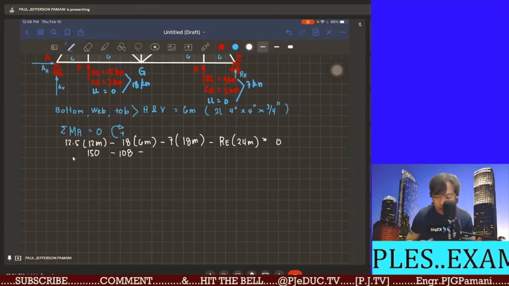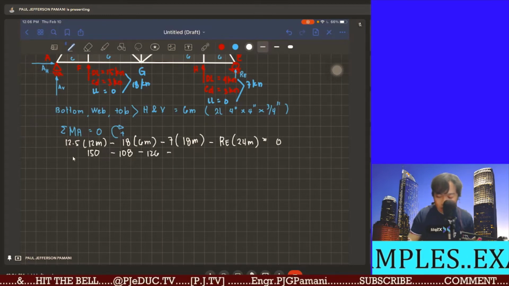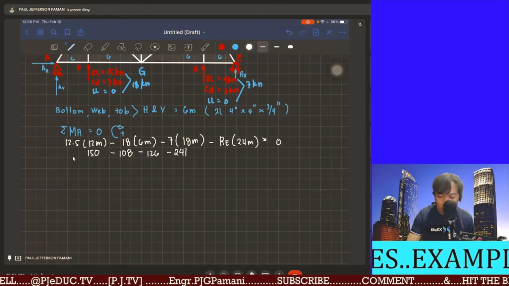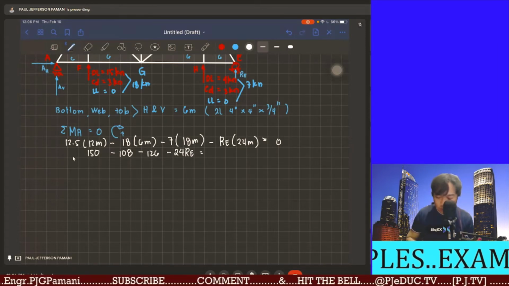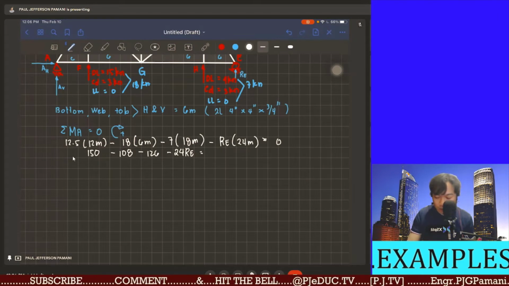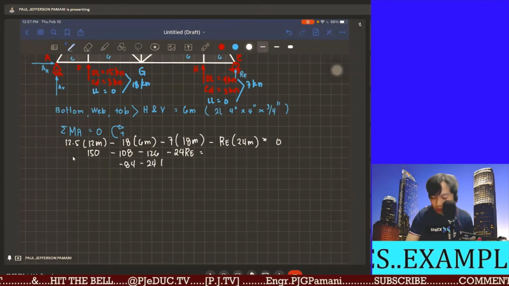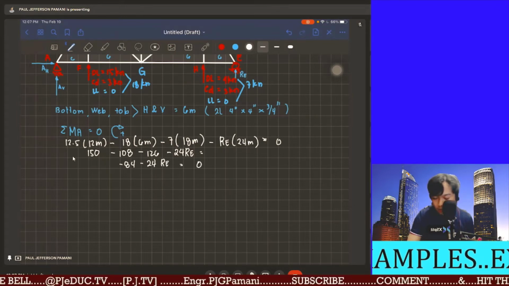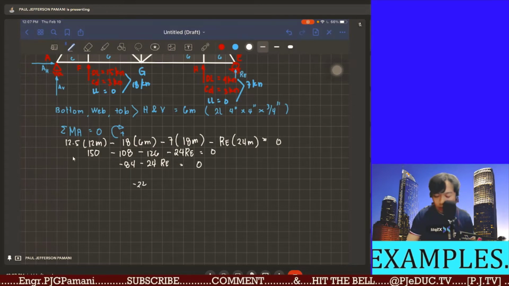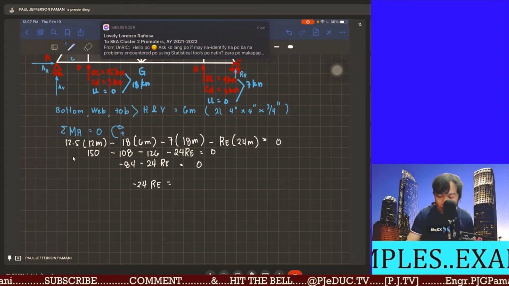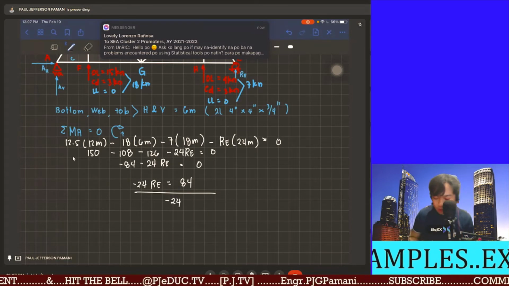7 times 18, 126. Then 24 RE. Simplify. 150 minus 108 minus 126. That is negative 84 of negative 24 RE, equal to 0. Transpose 84 to the other side of the equation. You have 24 RE equal to 84. Divide both sides with negative 24.